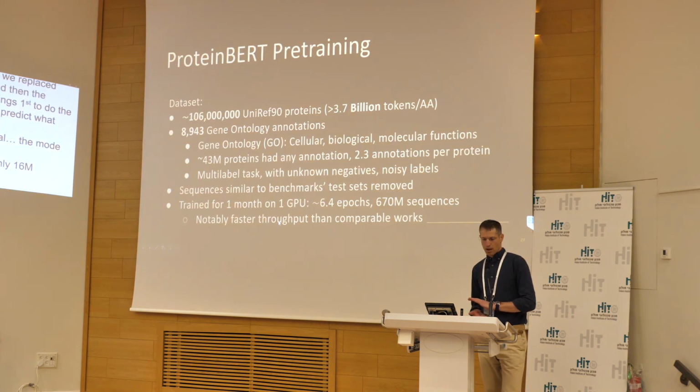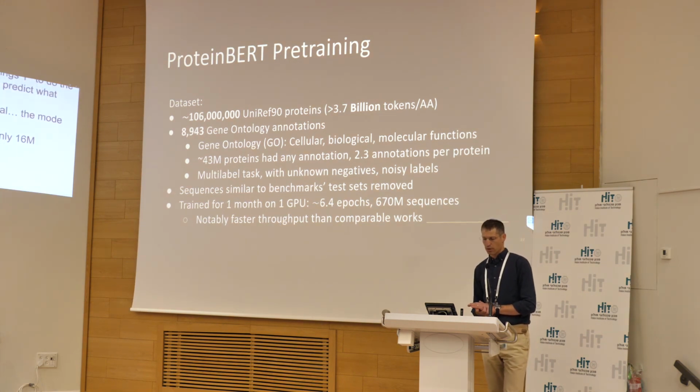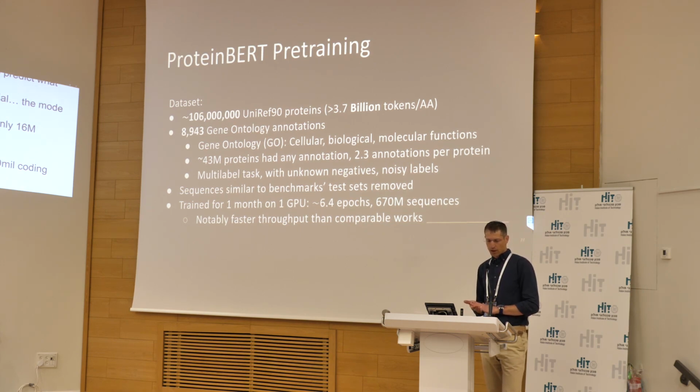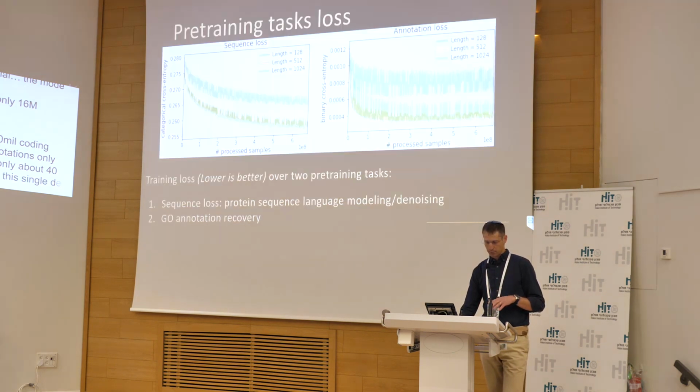So the data set we used, we used over 100 million protein sequences from UniRef90, meaning that we removed sequences that had a high similarity to other sequences, and about 9,000 GO annotations. Only a small fraction of the proteins had any annotation, okay? So only about 43 million proteins had GO annotation. And then we trained it on a single GPU, which was enough for about 3 weeks.